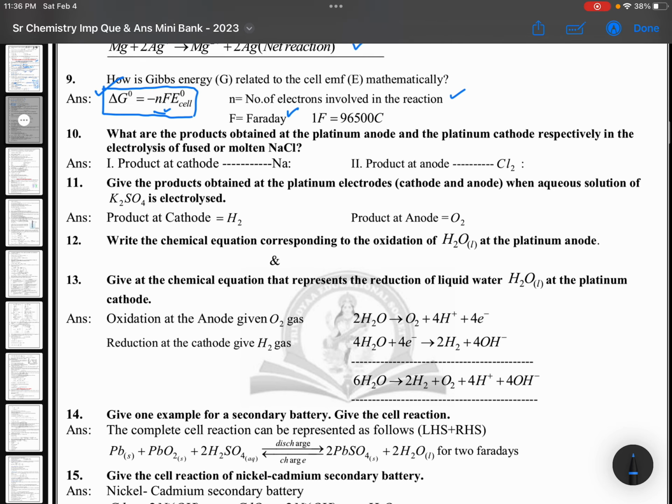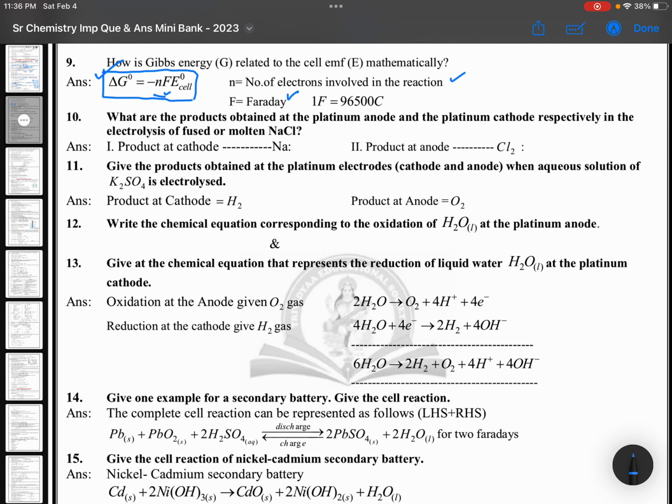Right. So what are the products obtained at the platinum anode and platinum cathode respectively in the electrolysis of fused sodium chloride? Fused sodium chloride means NaCl will be giving you Na plus ions and Cl minus ions. Sodium plus ions are discharged as sodium, chloride ions will be converted into Cl2. So at the anode Cl2, at the cathode sodium. Direct points you can write, you will be awarded 2 marks.